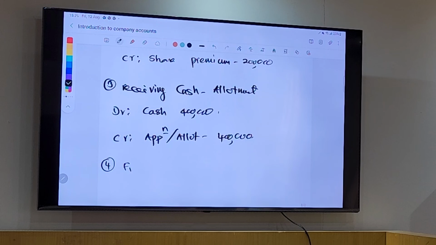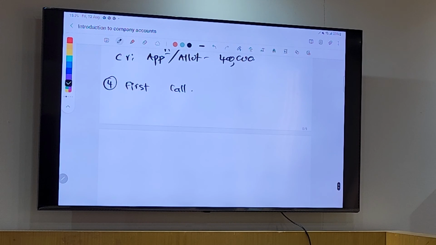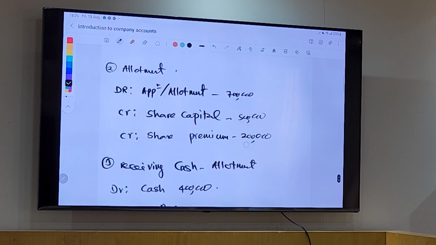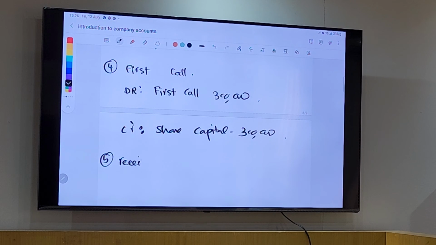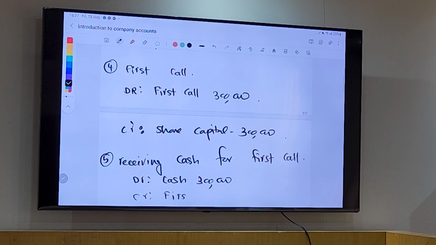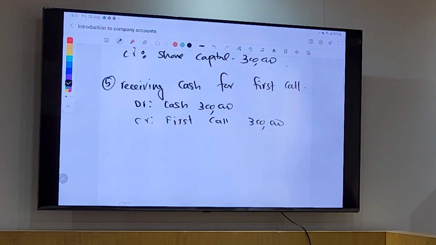Number 4, first call. You will debit first call account. How much? 3, that means 300,000. Credit share capital. Then number 5, receiving cash for first call. Debit cash 300,000, credit first call account. So that will close, and then the share will.